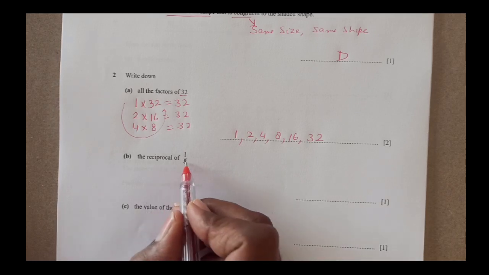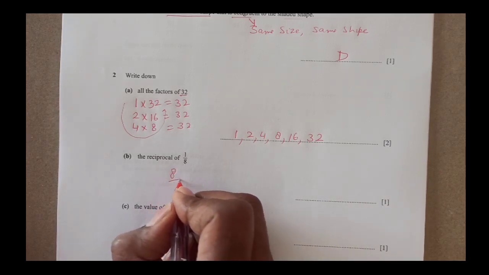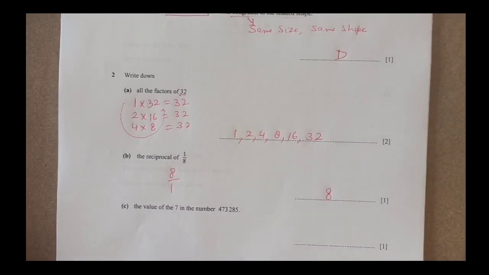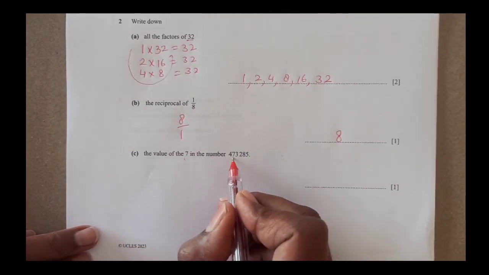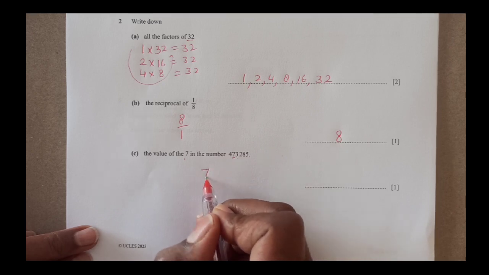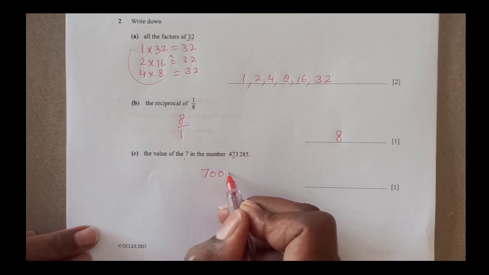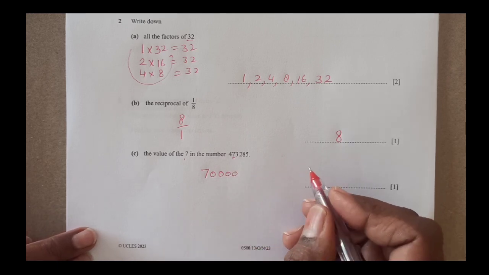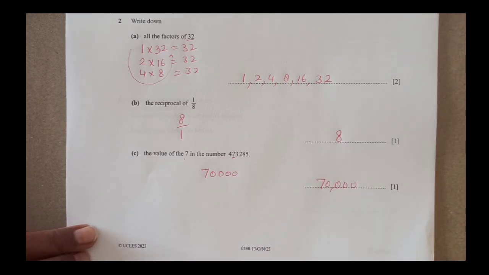Now the reciprocal of this, reciprocal is just swap the numerator and denominator. So 8 over 1, that will be 8, right? Now the value of 7 in this number, so how many digits are there? 1 2 3 4. So we are going to put 4 zeros here, so that is 70,000. That will be the value of 7 in this number, right?